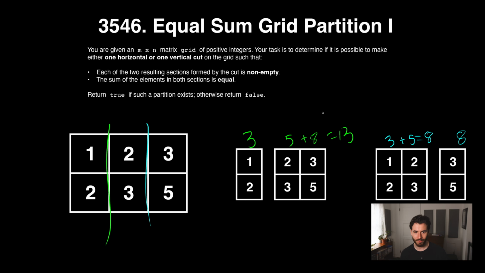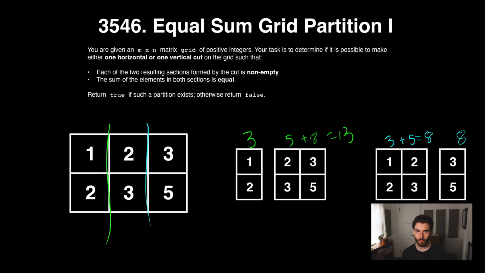In this example, we have 3 plus 13, which is 16. In this example, we have 8 plus 8, which is also 16. And of course, 16 is the sum of all of the values in the grid. So if we know the sum of all the values in the grid, all we have to do is get the sum of the first section, and by subtracting the total sum by the first section, that'll tell us the sum of the second section.